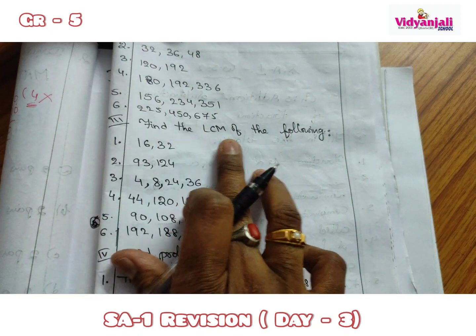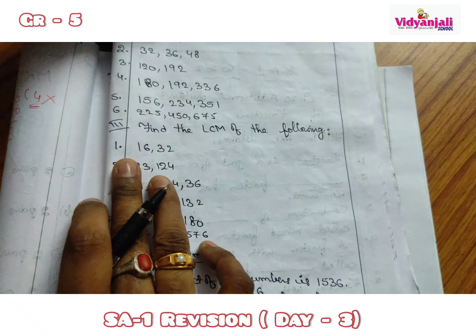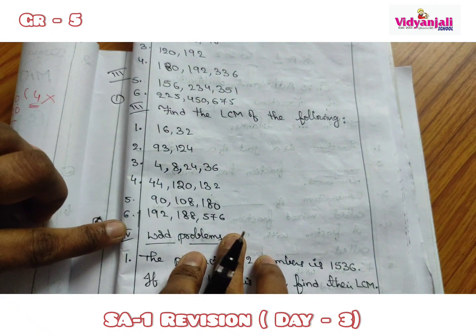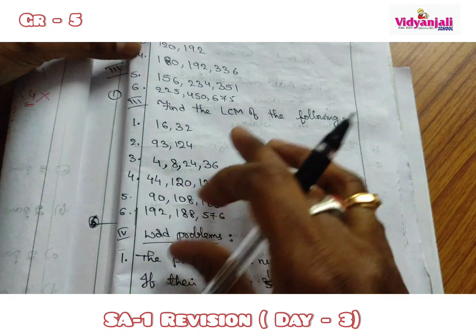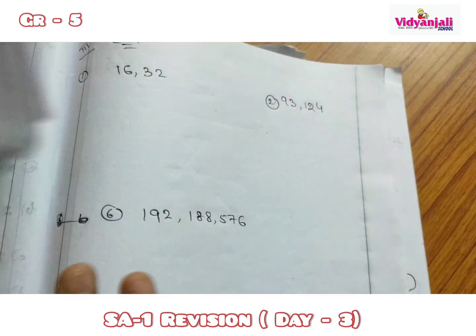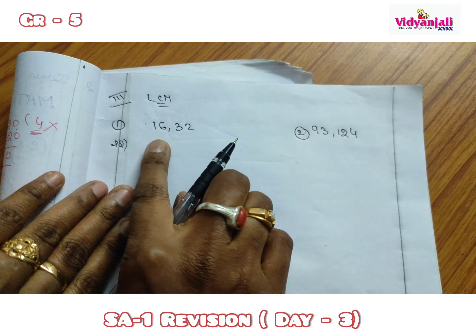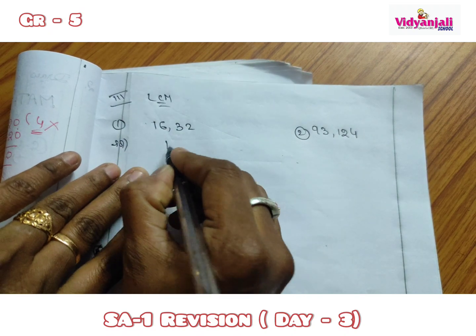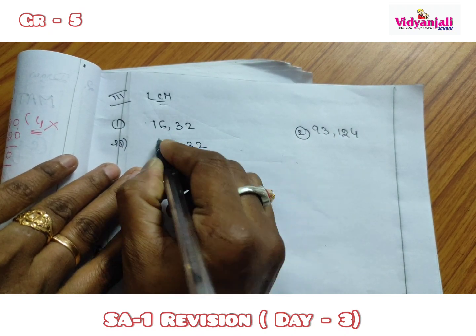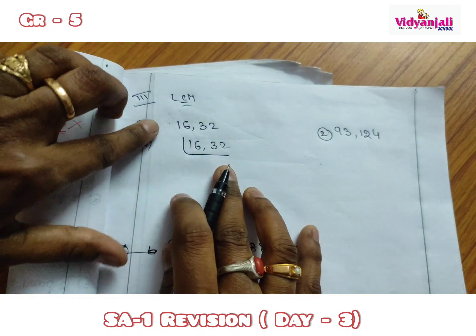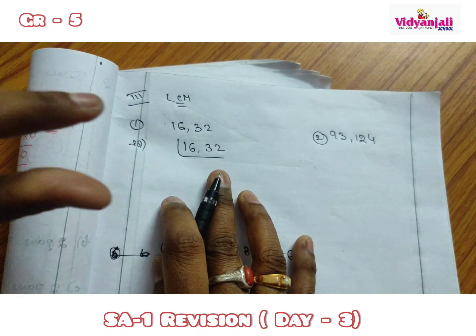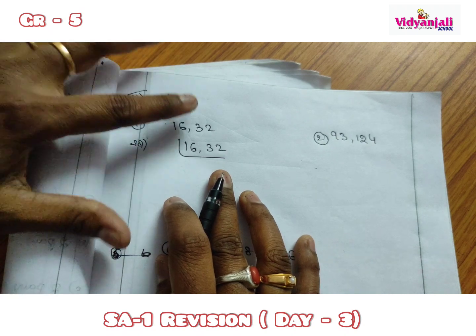Third, find the LCM of the following. Here also 6 problems are there. I will explain 3 questions. You have to try the remaining 3. See, the first one is 16 and 32. The better way to find the LCM is short division, and here you should always prefer prime numbers.